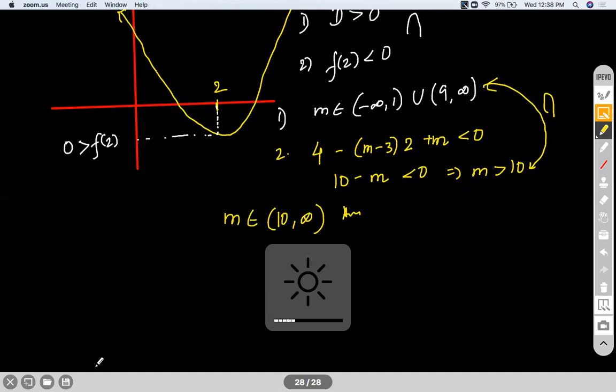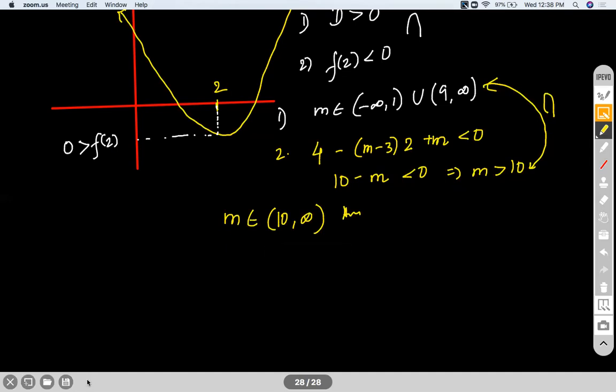D greater than 0. Good? Yes, sir. Okay, next condition. Done. Next is both roots are greater than 2. Same graph, we will just shift a bit towards the right.